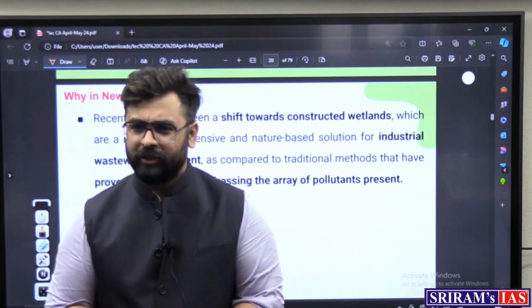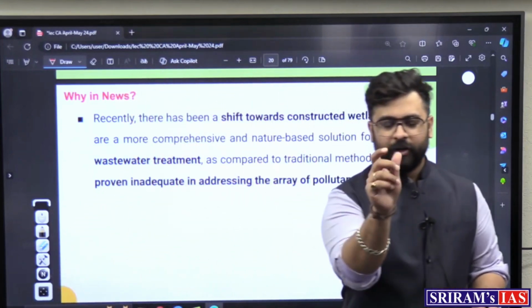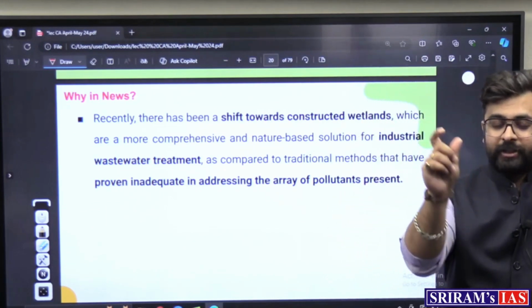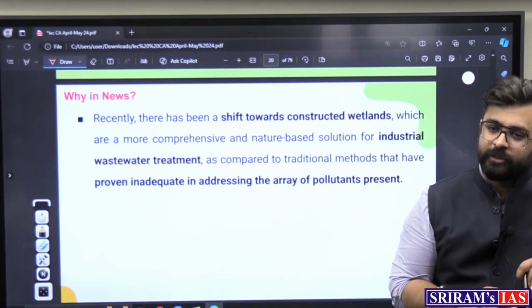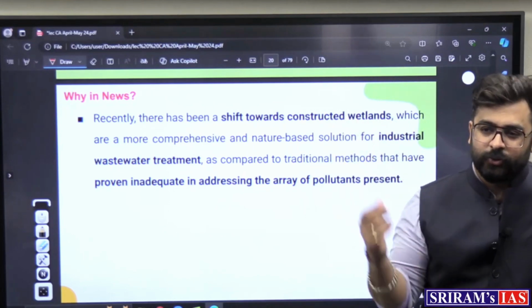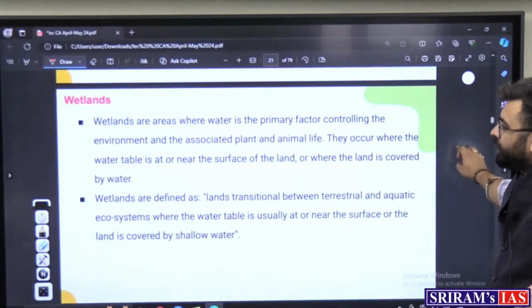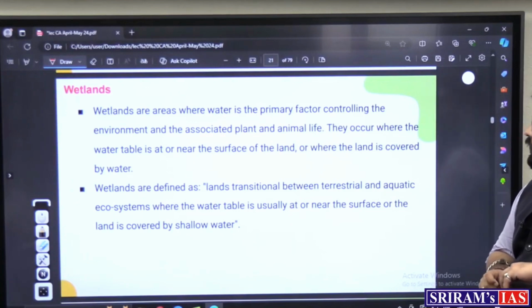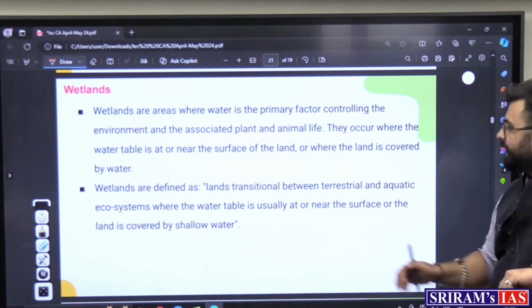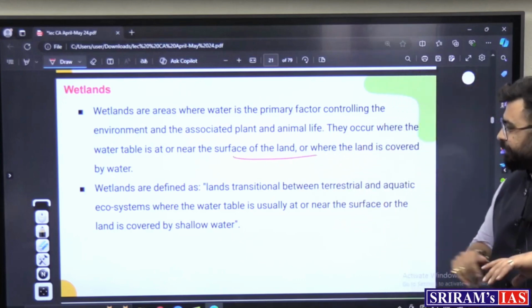Have you gone through that question? It is a straightforward question: the forest is the lungs of the earth, then what represents the kidney? So that was the answer. Coming to what wetlands are, these are the areas where water is the primary factor controlling the environment and associated plant and animal life. They occur where the water table is at or near the surface of the land, or where land is covered by water. All these areas will be called wetlands.